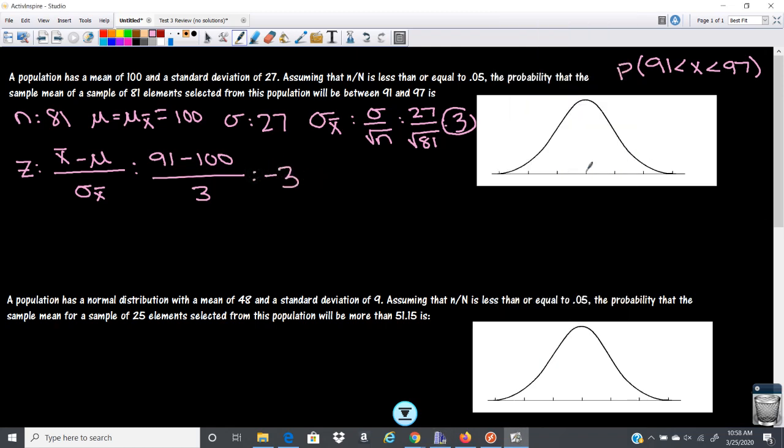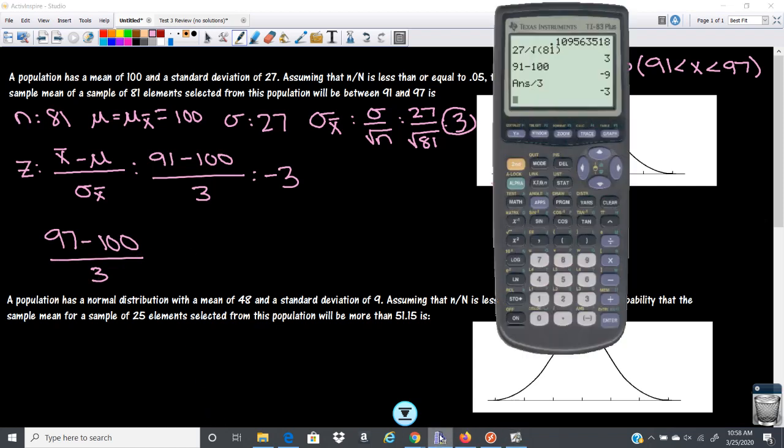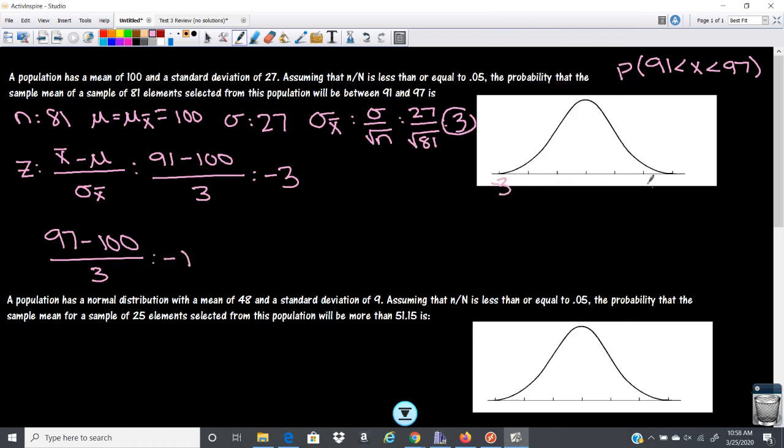Let's go ahead and mark it on our standard normal curve here, -3, right there. And then what is our next one? We've got 97 minus 100 over 3. I think that's going to be -1. And we get -1. Okay, so here's 0, here's -1. So here's what I'm looking at. I want this value here. You want that area there.